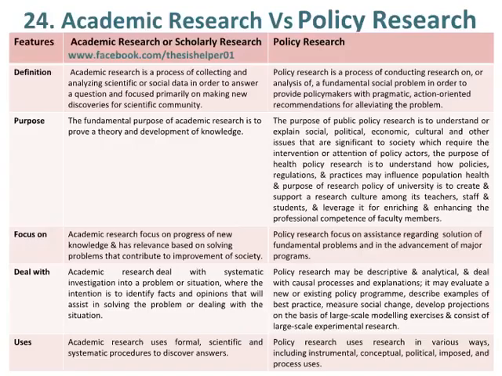Academic research versus policy research. Academic research is a process of collecting and analyzing scientific or social data in order to answer a question and is focused primarily on making new discoveries for the scientific community. Whereas policy research is a process of conducting research on, or analysis of, a fundamental social problem in order to provide policymakers with pragmatic, action-oriented recommendations for alleviating the problem.